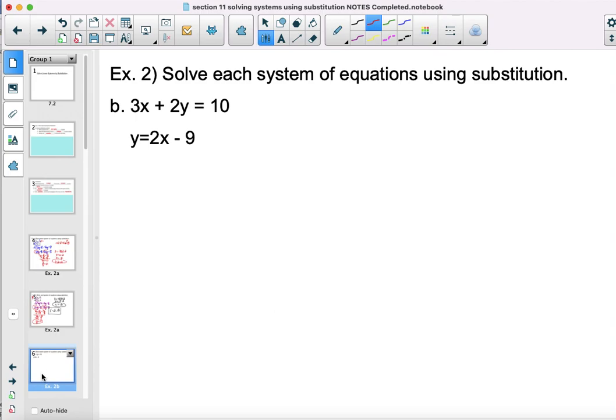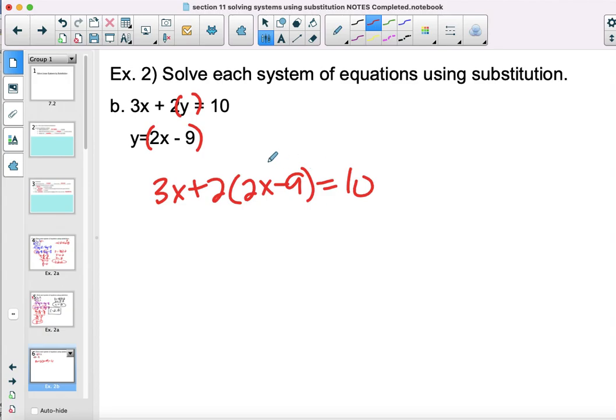In example number 2, our first equation is kind of in standard form, but the second equation has y equals 2x minus 9. Again, I'm going to take that 2x minus 9, because y equals that value, and replace y with it. So I have 3x plus 2, open parentheses, 2x minus 9, close parentheses, equals 10. I can tell that I'm on the right track because everything is in x's. I don't have a combination of both, and so we're ready to simplify.